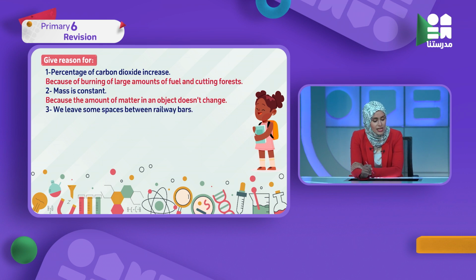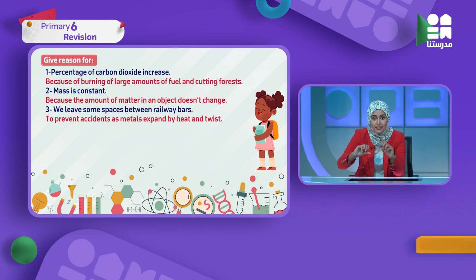Question 3. We leave some spaces between the railway bars. Let me remind you again, we said the railway bars are made of metal. If they are stuck together, when they expand by heating they will twist. If they twist there will be an accident. So what will we do? We will leave some spaces so when they expand they meet each other and do not twist, to prevent accidents. So how do I answer it? Give reason for we leave some spaces between railway bars: to prevent accidents, as metals expand by heat and twist.